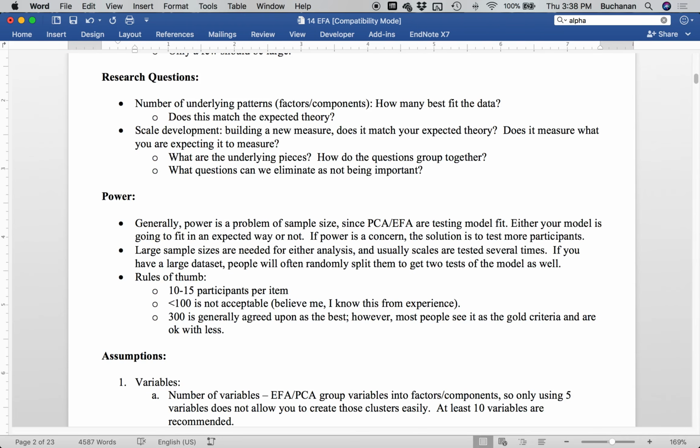All right, so power in EFA, there's not necessarily a good way to calculate. I can't open G*Power and say I have 10 questions, I need 400 participants. Anytime you're dealing with a model fit scenario like EFA and structural equation modeling, it's either going to fit or it's not. And so we want really large sample sizes so that no one person can unduly influence our model.